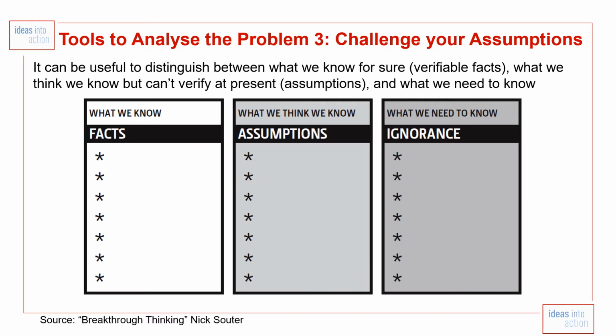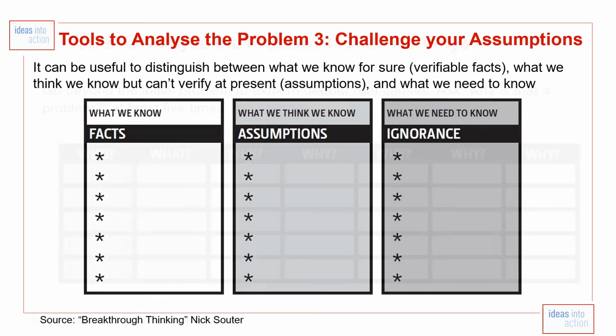So it's useful to distinguish between what we know for sure, which are the verifiable facts in the left column, what we think we know but we can't verify at present, which are the assumptions in the middle column, and what we need to know, i.e. what we don't know at present. It's easy to subconsciously make assumptions, and this tool helps us to separate those out into the things that we really do know, those things that we think we know but we're not sure about, and the things that we don't know yet.